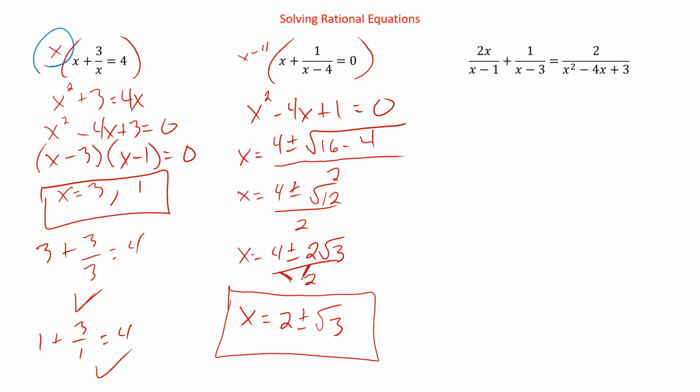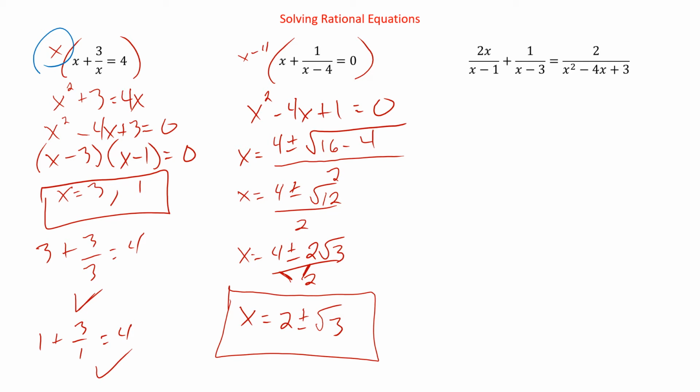Now how about a bigger one? This one, we have 2x over x minus 1 plus 1 over x minus 3 equals 2 over x squared minus 4x plus 3. So, same thing, we need to multiply by the common denominator.